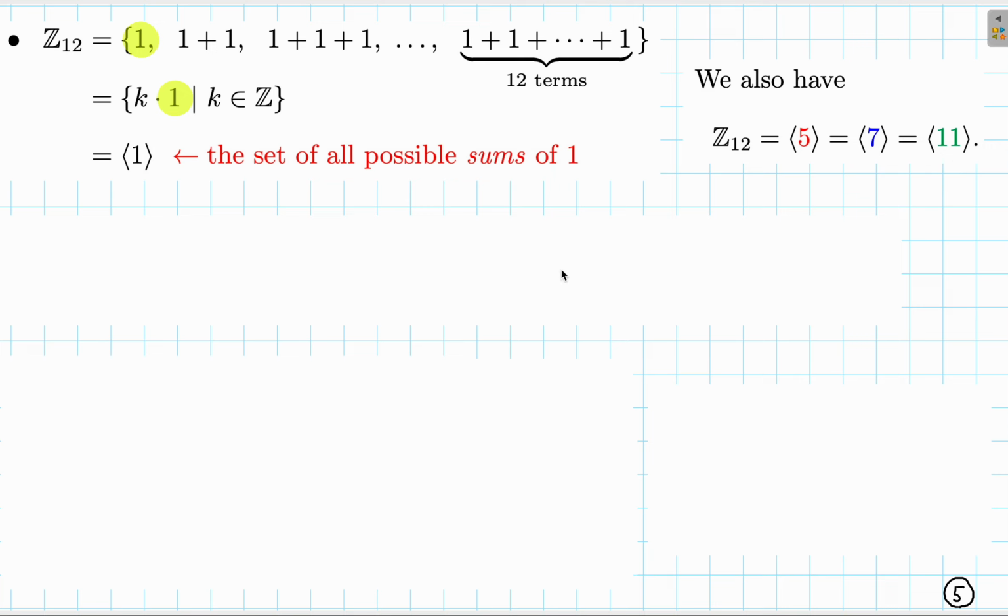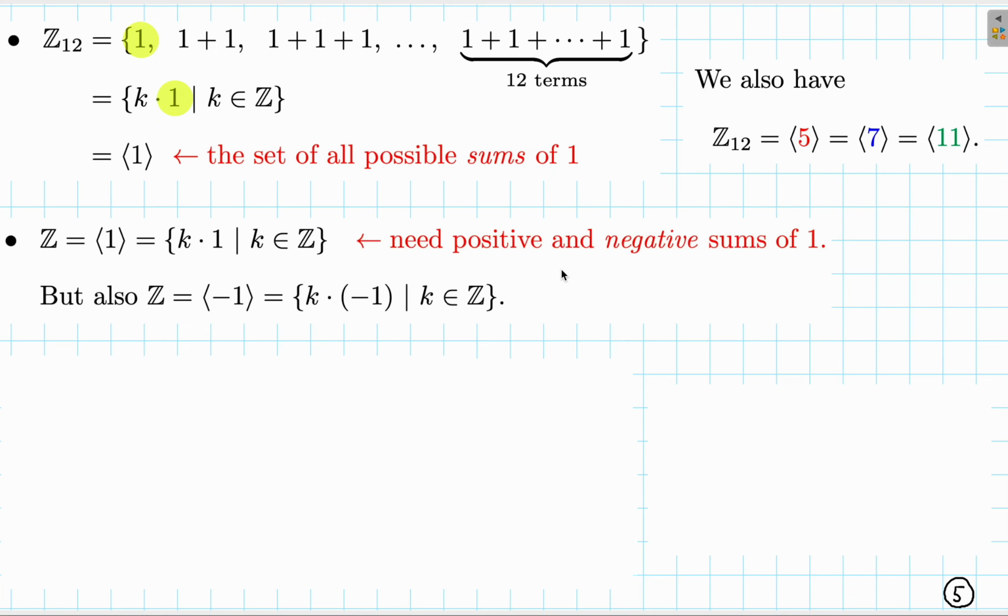Here's another additive example we saw. The integers, also generated by the element 1. And here we do need both positive and negative sums of 1, because if we take just the positive sums of 1, we get only the positive integers, and we don't get their additive inverses. And so when we say bracket 1, again, we're talking about the elements of the form k times 1. Remember, multiplication can be thought of as repeated addition, where k runs over all the integers, both positive and negative.